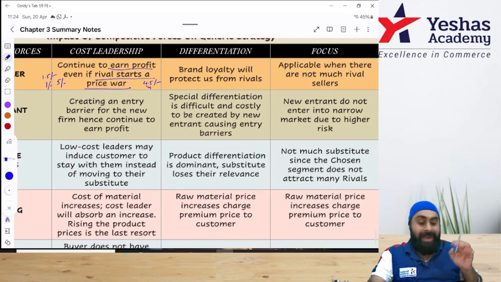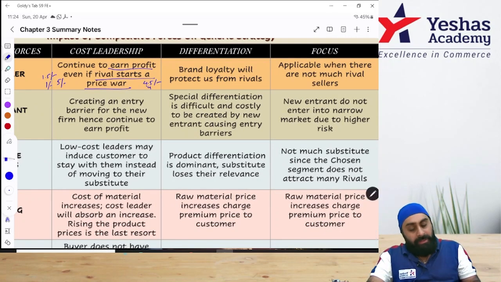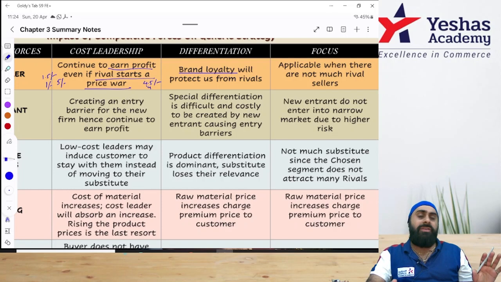Differentiation, brand loyalty. For differentiation, brand loyalty will protect us from the rival. Why? Because if the price increases, no problem. We are giving you a unique product, you stick to us, that will lead to brand loyalty.